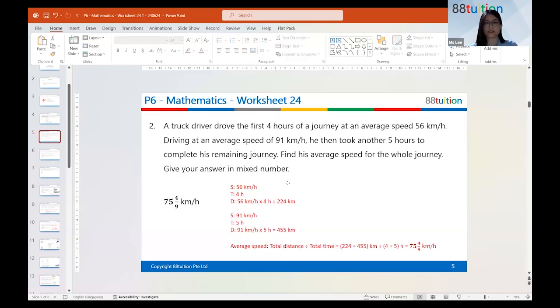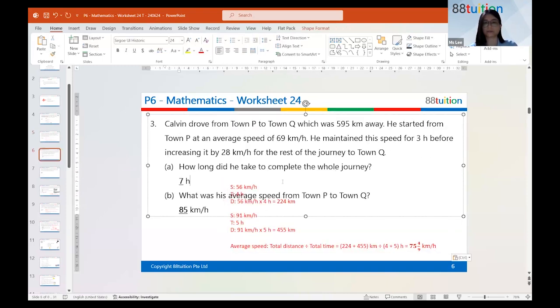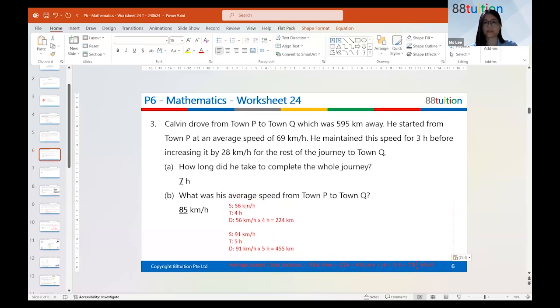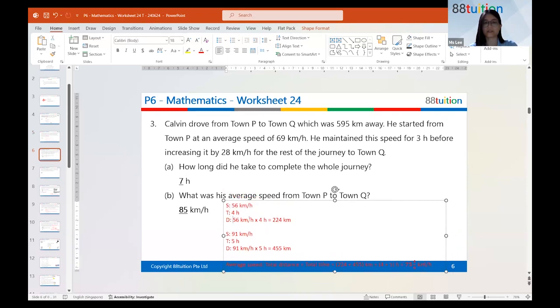Same thing, let's make it this way. First part of the journey, what happened? We have distance. That's the total distance, right? But he just said that he started at this speed for this time. He didn't tell you the distance, so actually we don't know the distance. We only know this is 69 and this is 3. So we should take 69 kilometer per hour times 3 hours. When you present, you don't have to write all these units.